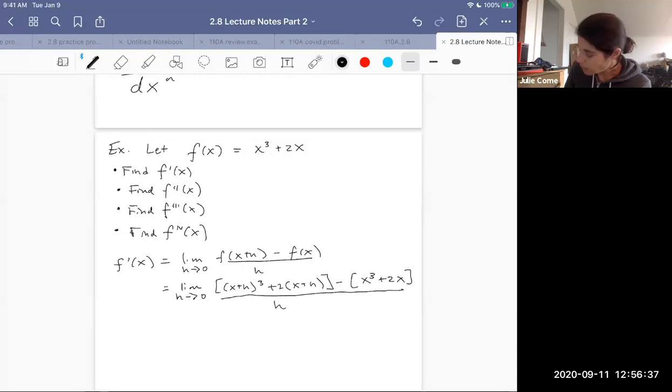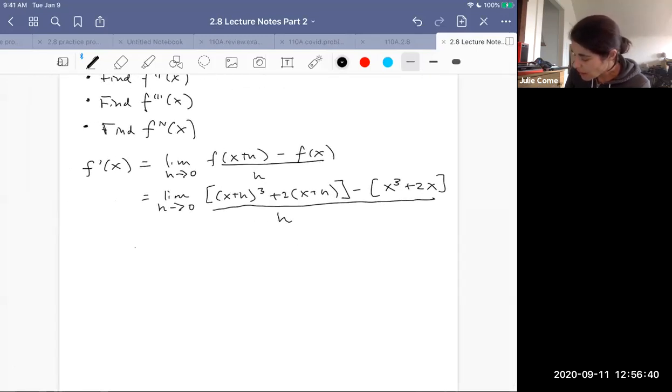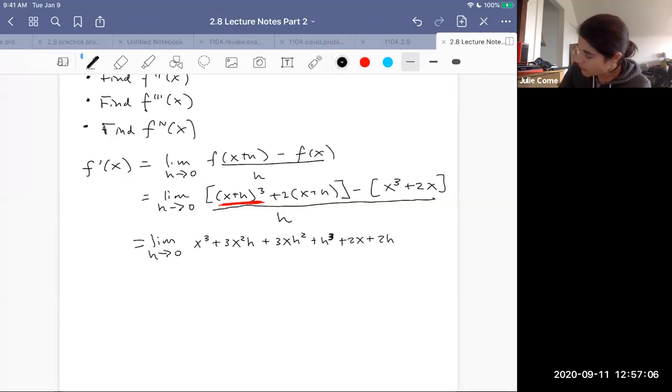And to get this done quickly, I'm going to remember what happens when we cube a binomial. If I take this term right here, I know that it's going to expand to the following terms: x cubed plus 3x squared h plus 3xh squared plus h cubed. I'm then going to have plus 2x plus 2h. And if I distribute the minus sign into the next parenthesis, I'm going to have a minus x cubed and minus 2x. And this is all over h.